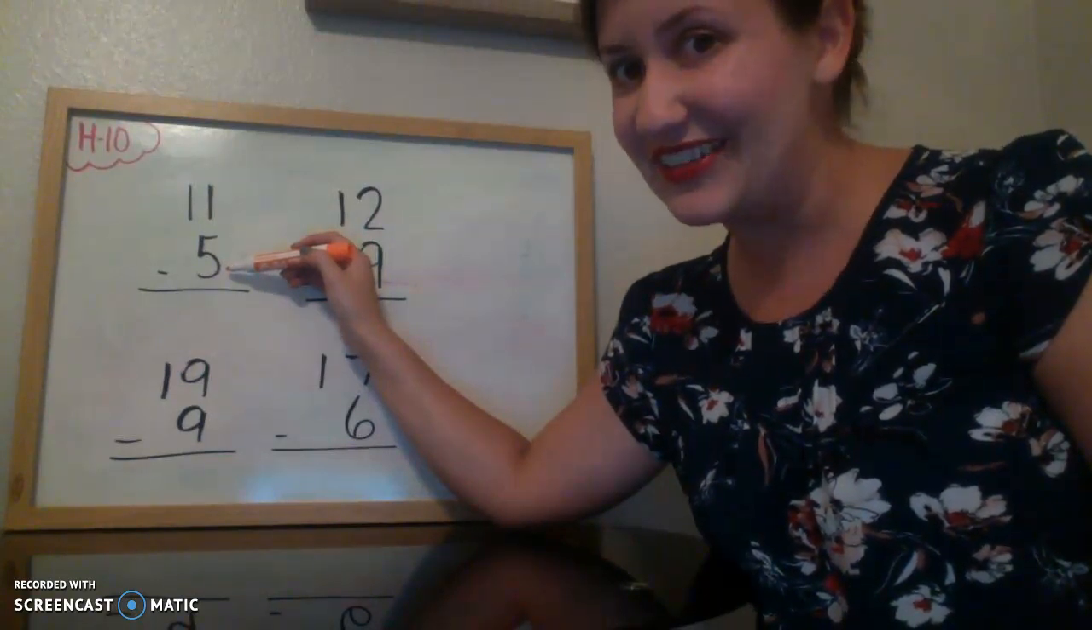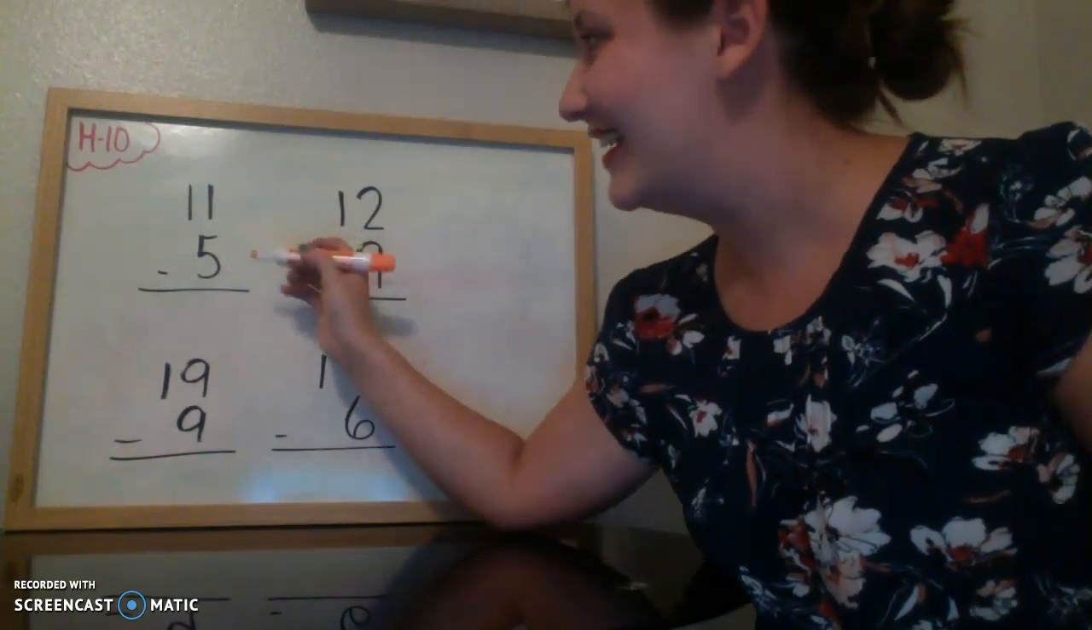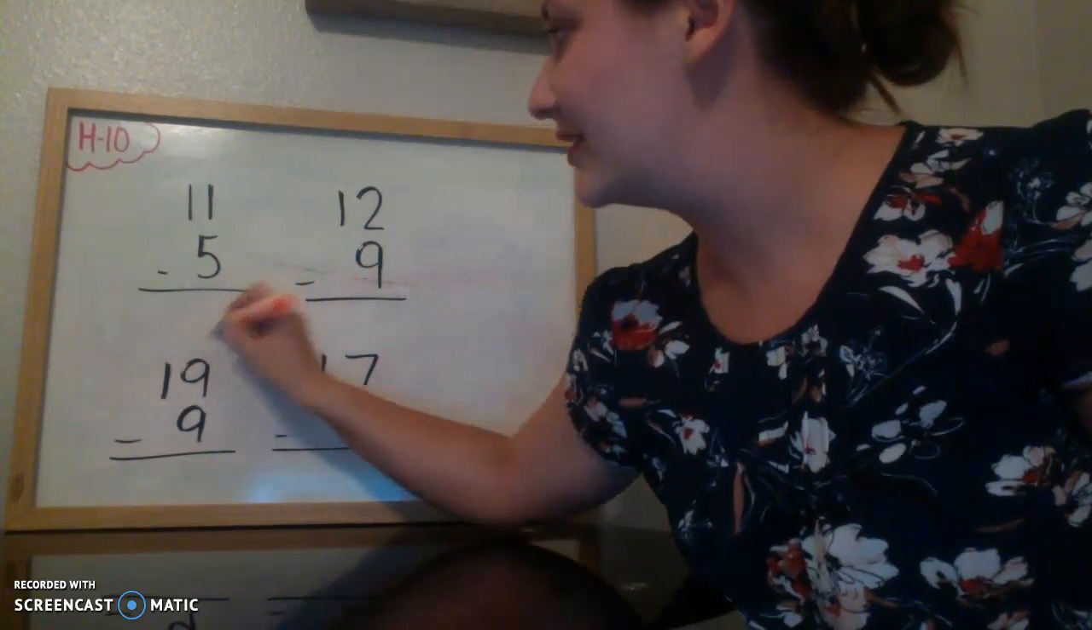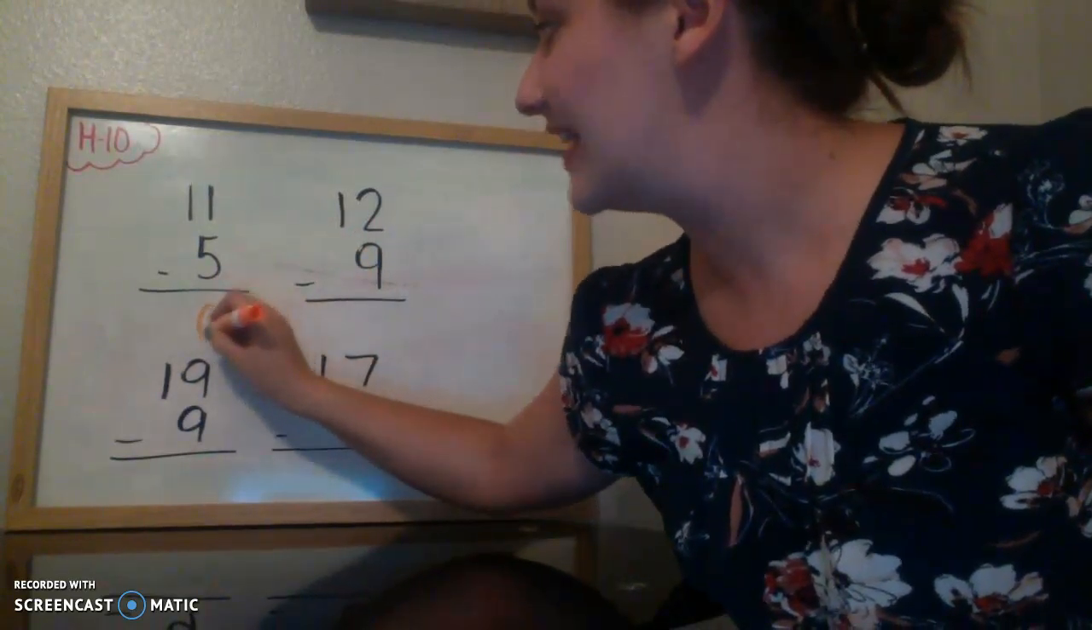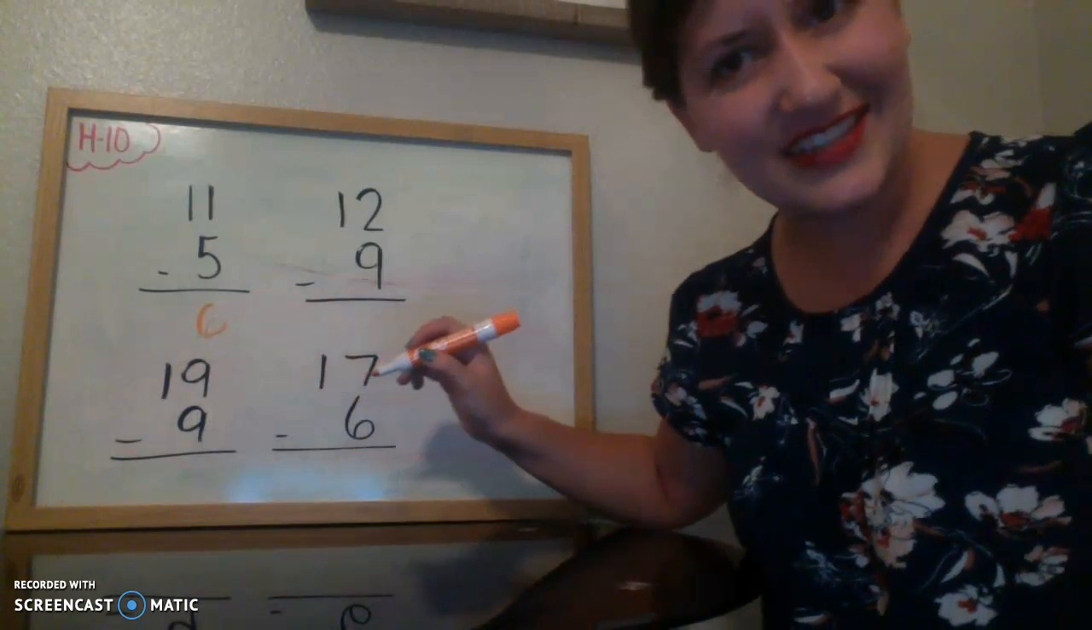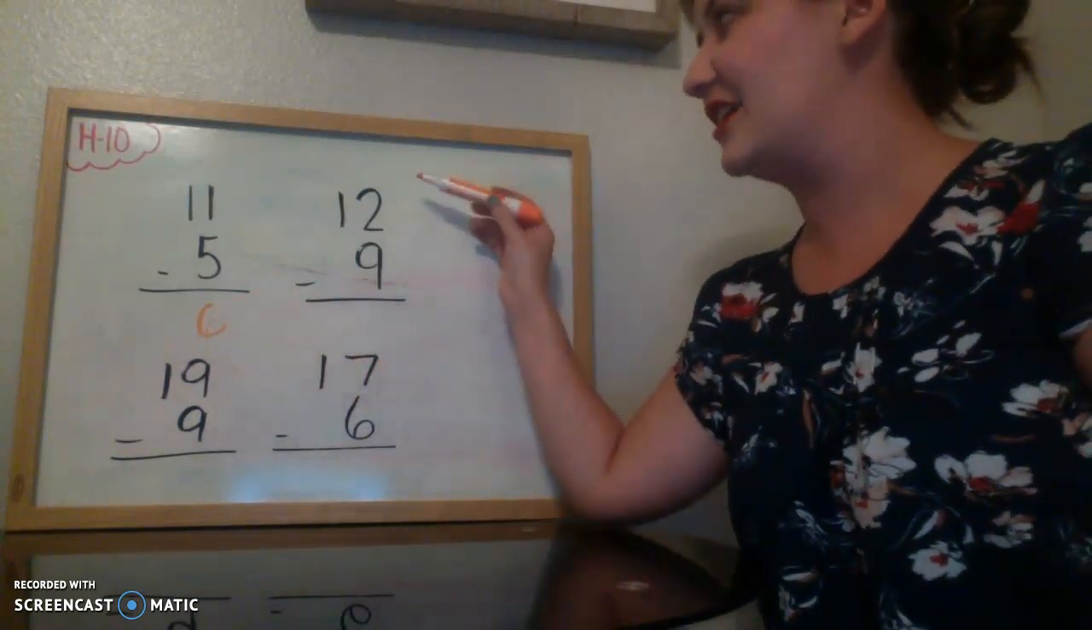Can you figure it out? Think about it in your brain. I bet you got it. 11 minus 5 equals 6. Good going if that's the answer you thought of in your brain. Now let's look at our next one.